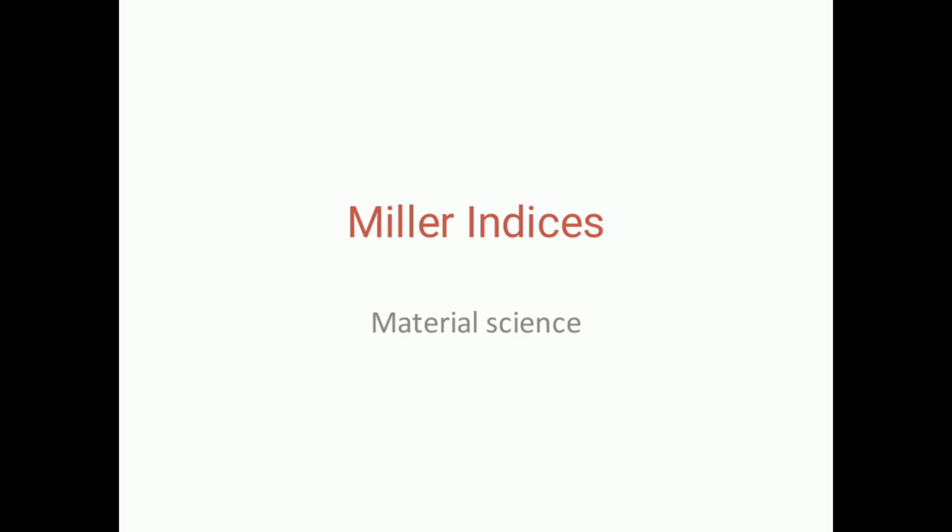What are the Miller indices? Miller indices were introduced in 1839 by the British mineralogist William Hallowes Miller. The method was also historically known as the Millerian system, and the indices as the Millerian.